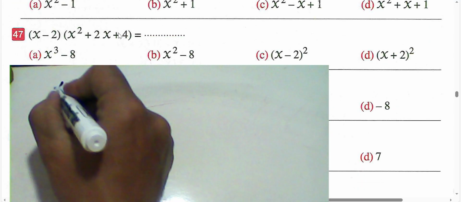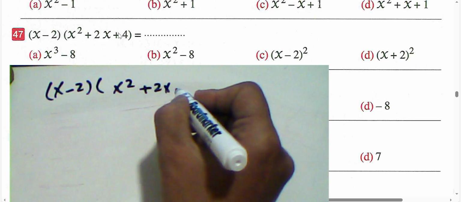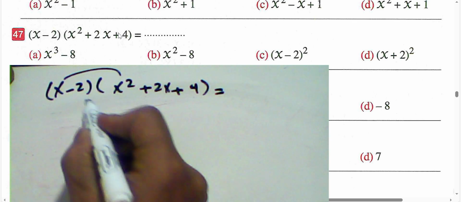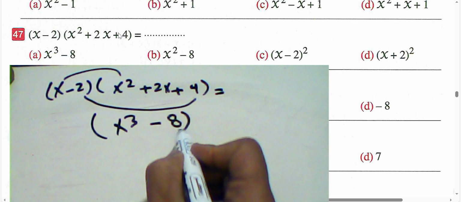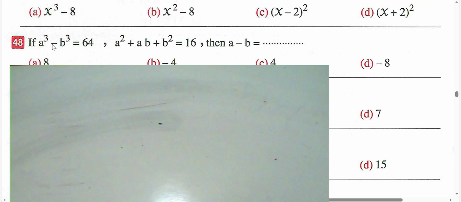X minus 2 product by x power 2 plus 2x plus 4. We can write first by first, it will be x power 3, and second by third, it will be negative 8. Choose letter A. Next question.